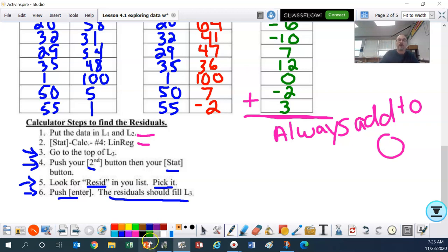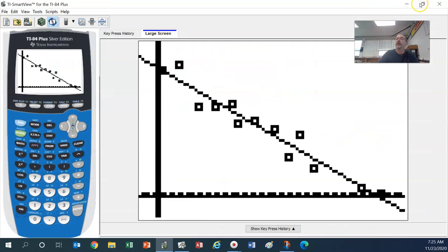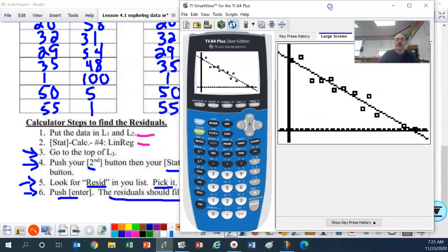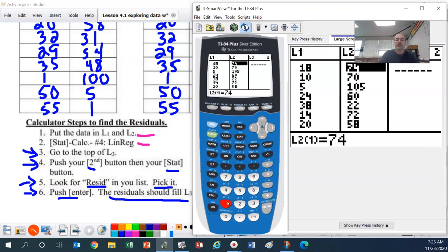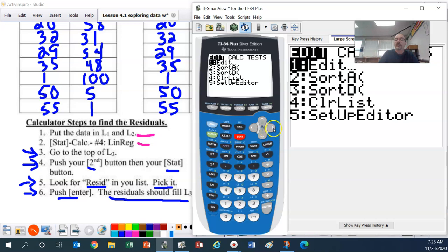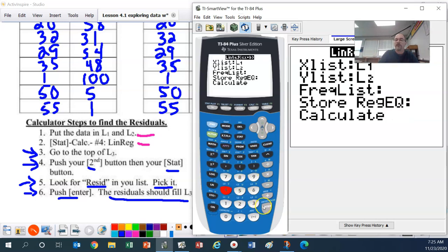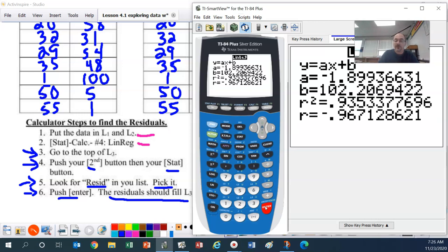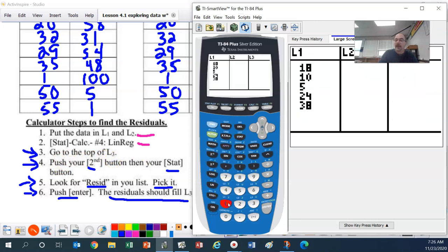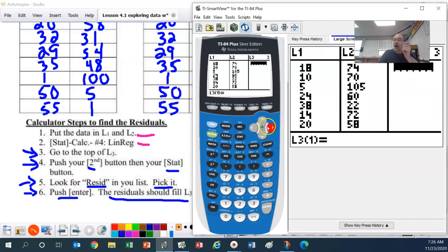Here we go. So on our calculator, actually I'll do this so that we can keep the steps right in front of us. All right, we already put the data in list 1 and list 2. See, there they are. We already did the stat calculate number 4, but I'll do it again. Okay, nothing like being safe. There they are. Once it did that, ladies and gentlemen, it found all the residuals. Whoa. Okay, now push, go to the top of list 3. So that means we got to go stat, edit, go over, now go up to list 3.